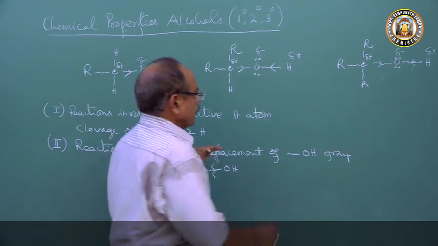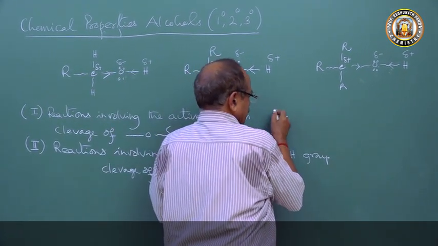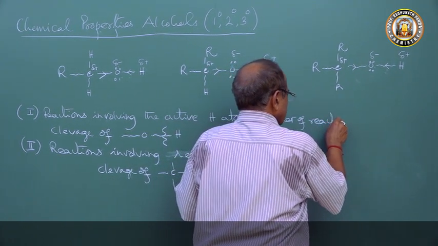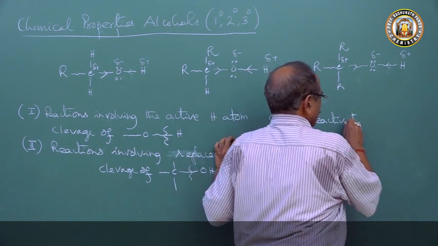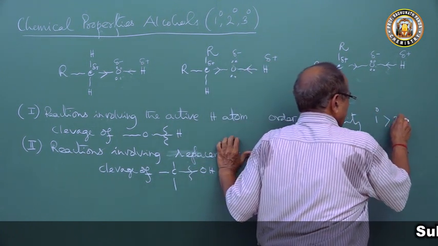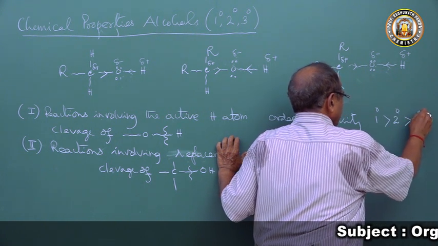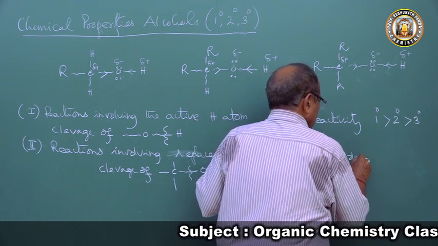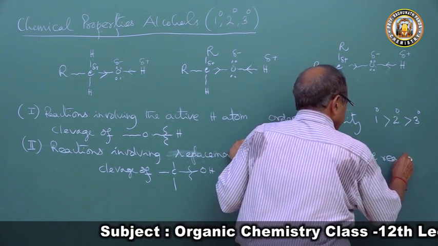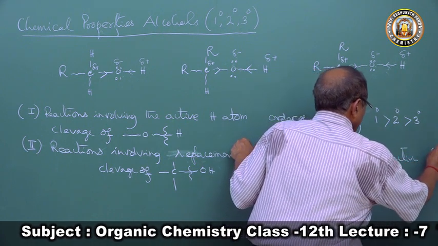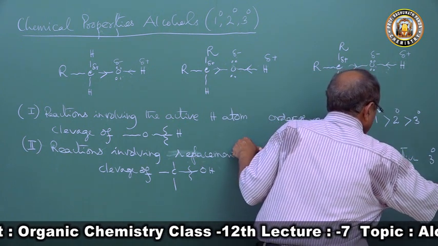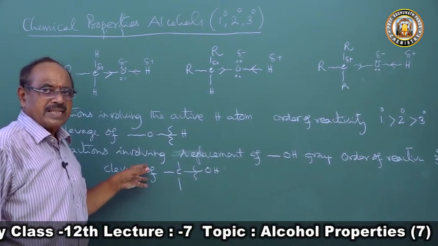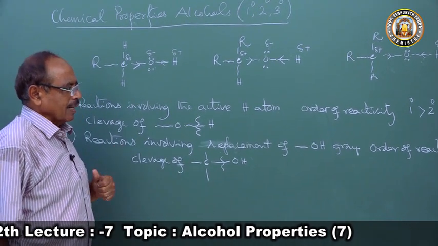So the order of reactivity, in the first type of reaction, we have discussed in our last class. Vividly I have told, here 1 degree is more reactive than 2 degree, more reactive than 3 degree. In this case the order of reactivity is 3 degree more reactive, 2 degree more reactive, 1 degree, because in these reactions the carbonium ion is formed as a reaction intermediate. I have explained that in my last lecture.